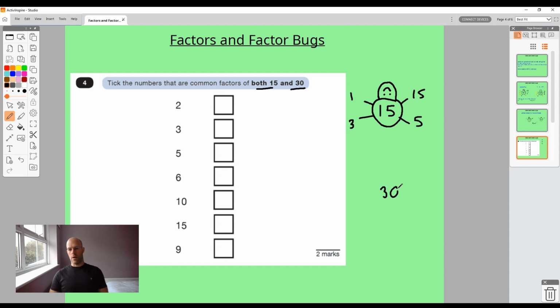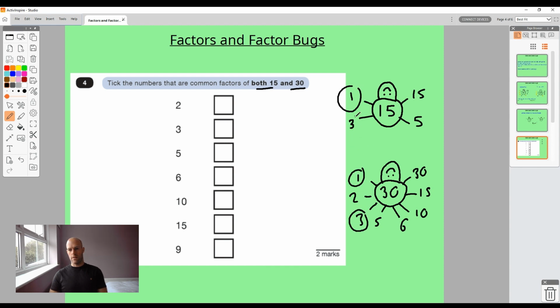Need to do 30 as well, which fortunately we just did on the other screen. Draw a little tummy. 1 and the number, so 1 and 30. 2 and 15, 3 and 10. And there's no 4s, but 5 and 6. And then I'm just going to find all the numbers that are the same. So 1 is a common factor. 3 is a common factor. 5 is a common factor. 15 is a common factor.